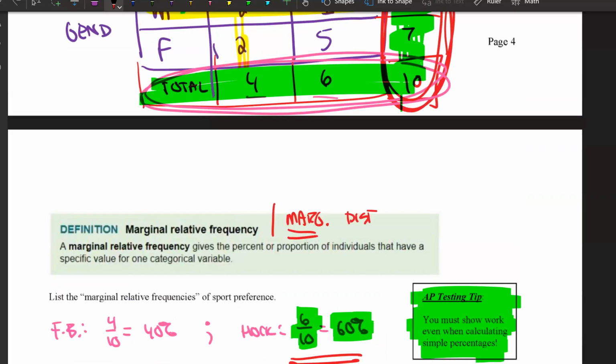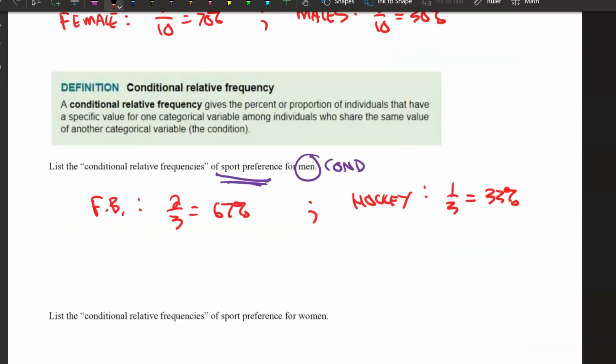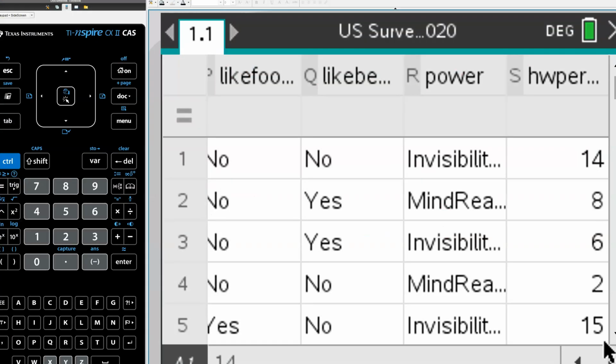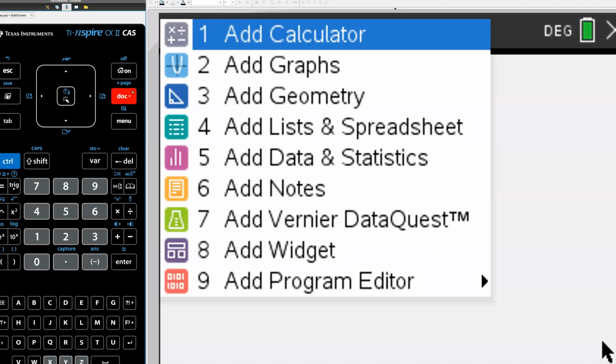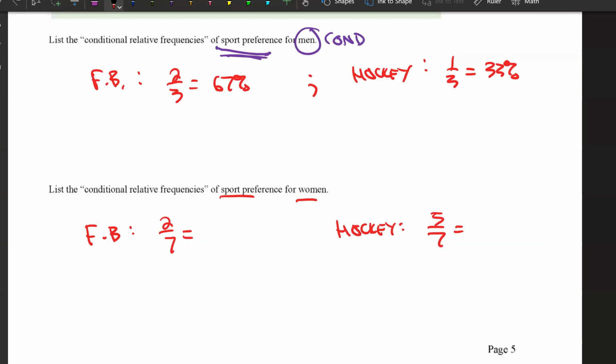How about for women? Distribution of sport preference only for women. So women is the condition. Well, football was 2 out of 7, and hockey was 5 out of 7. 2 out of 7, I don't know what that is in percent. 29%, and hockey is 71%. Okay.